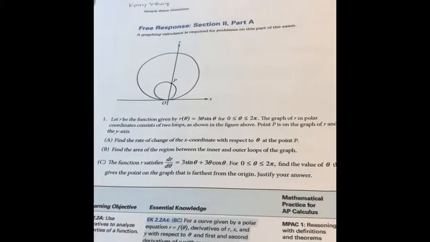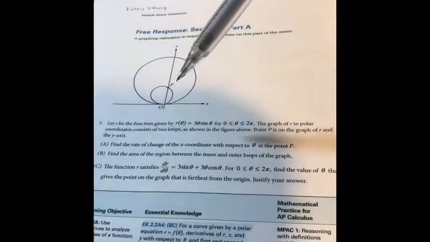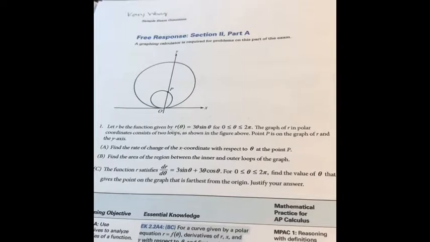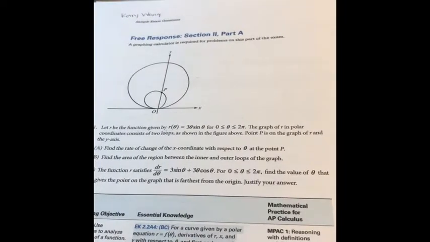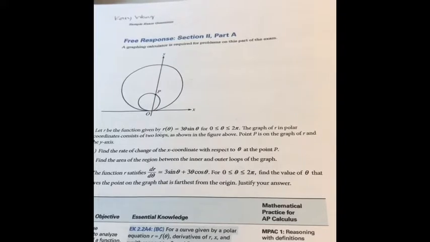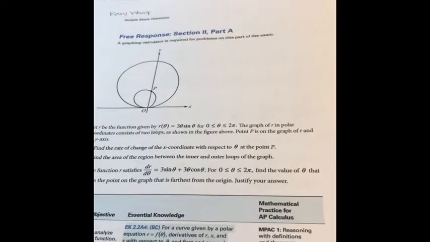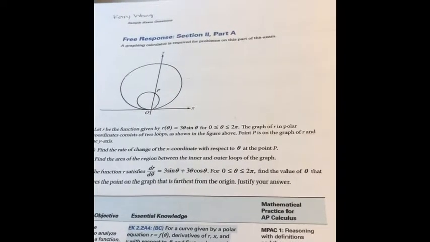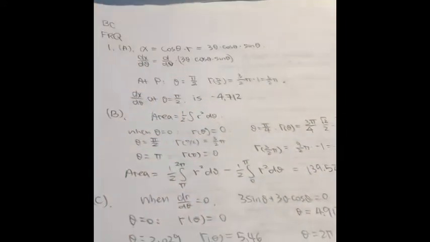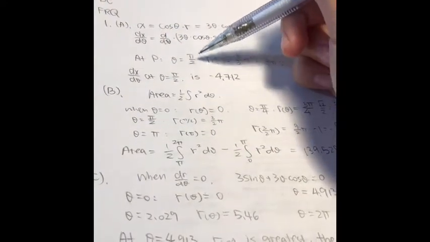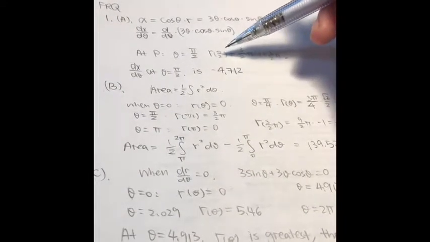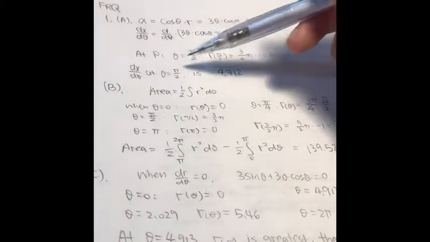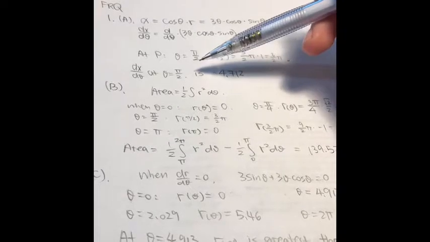So now we first need to know what theta P is at. And from the graph, we can tell P is when theta is equal to pi over 2 or 3 pi over 2. So we want to check if when theta equals pi over 2, r is positive. So here, at point P, theta is pi over 2, and r of pi over 2 is 3 pi over 2. So we know that at point P, theta is pi over 2.